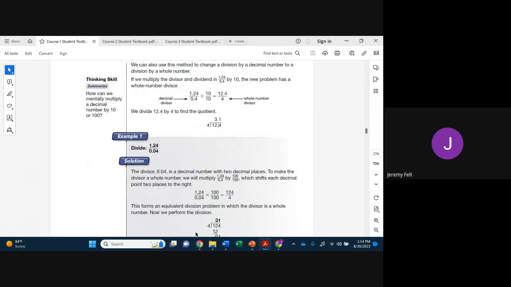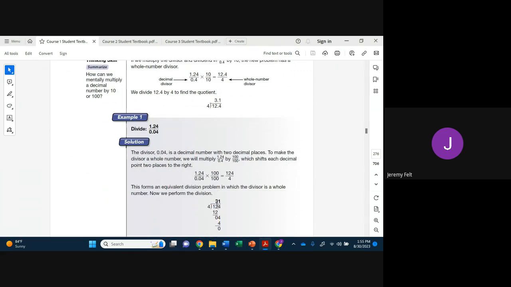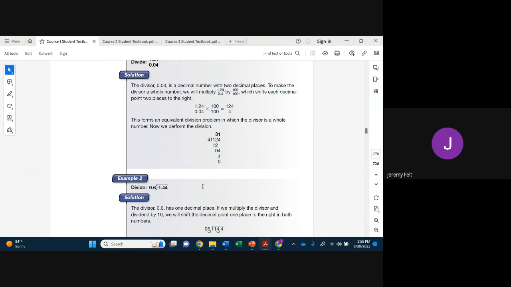And we can set that up. 4 goes into 12 3 times, which is 12, nothing left. 4 goes into 4 1 time. It's essentially similar to what we just did, except there was a decimal after the 2, and this one is just 124 instead of 12.4. But what we did is we multiplied by 100, we moved the decimal 2 places to the right for both of them, so then we can make the calculation a little bit easier.